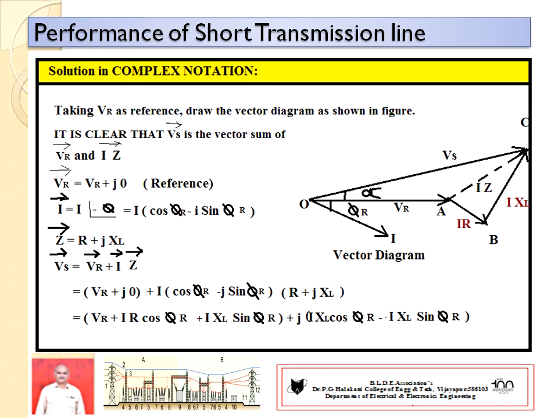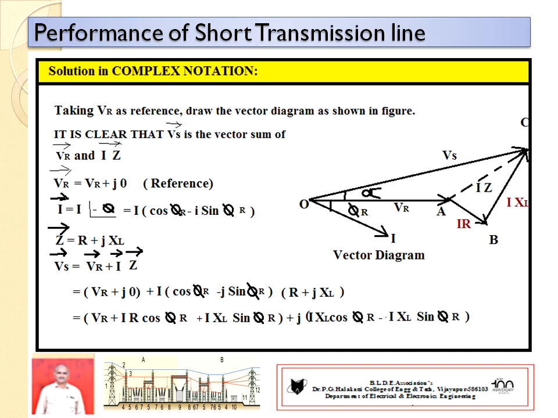From C you join to O, and that vector gives the sending end voltage, which has the angle alpha from the receiving end. Here one main understanding: phi r is the phase angle between VR and I, and alpha is the phase angle between VR and Vs. So we need to calculate the angle between I and Vs, which gives the sending end power factor. From the diagram it is clear that the angle between Vs and I is phi r plus alpha.